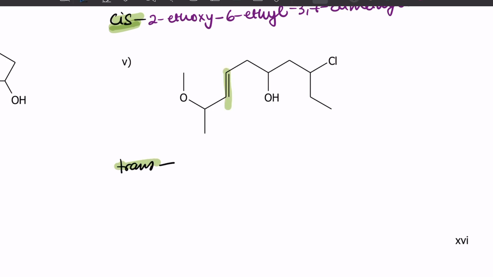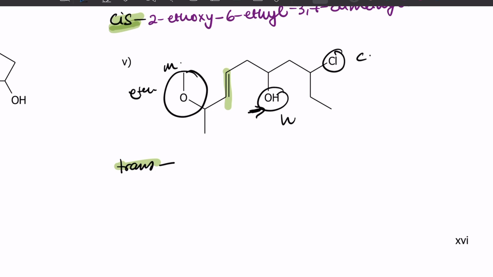Whatever else the name of the molecule is, there is an ether present, starting with an M. There is a hydroxy group. There is a chlorine. You can look for the longest carbon chain and the first point of difference, trying to give the lowest number to the hydroxy group.